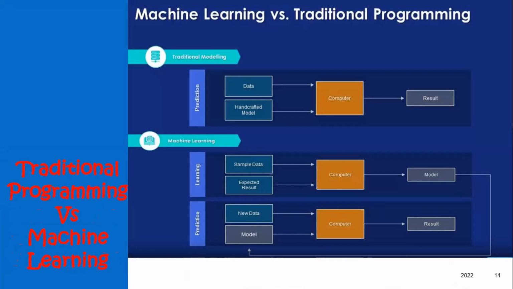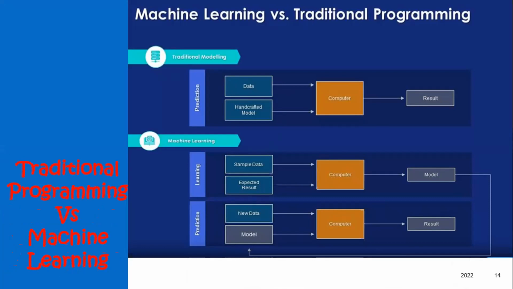So to be a data scientist, initially one should know the difference. So what is the difference between these two? If we talk about the traditional programming model, traditional programming is a manual process, that is, a person is going to create the program.